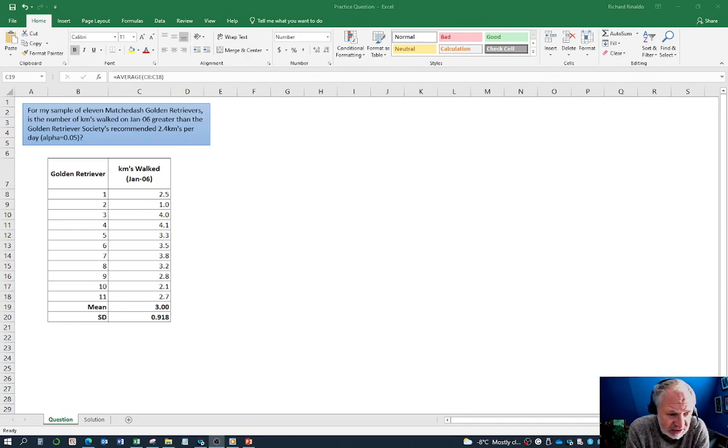I ran my study. I randomly sample 11 golden retrievers from Match-A-Dash, have the owners keep a diary of how many kilometers they walked with their dog on January 6th, and have them send the diary to me. And I get the distance walked for each of the 11 golden retrievers, and I can just do my descriptive stats, right? That's the first thing I would do, and I did it in Excel, and here's what the formula looks like.